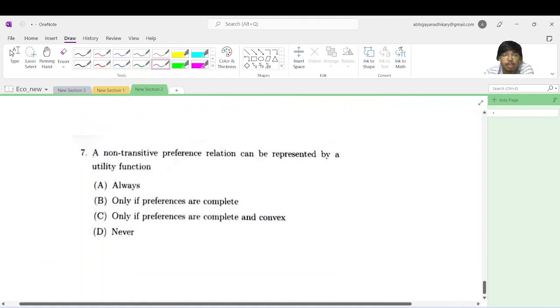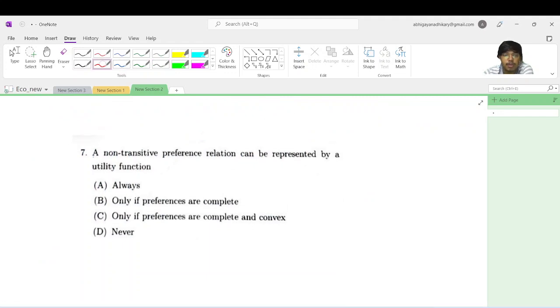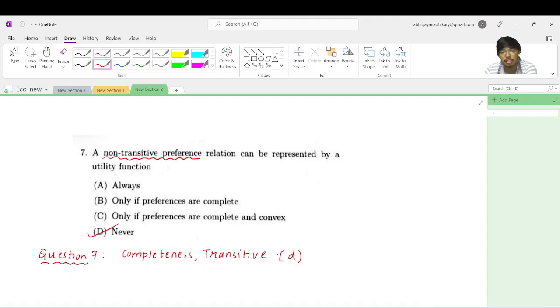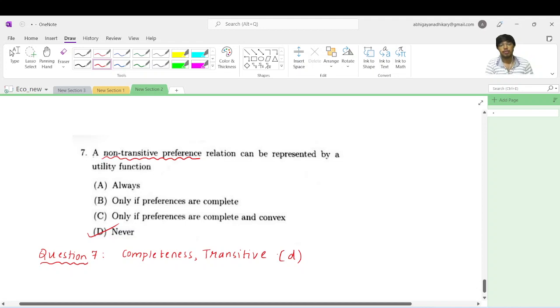Now coming to question number 7. This is a straightforward question from theory. We know that the utility function representation is possible only when we have completeness and transitivity. Now you can see directly in the question that they have stated the preferences are non-transitive. So utility function representation is never possible. That is option number D. Okay, so this is my solution to question number 7.